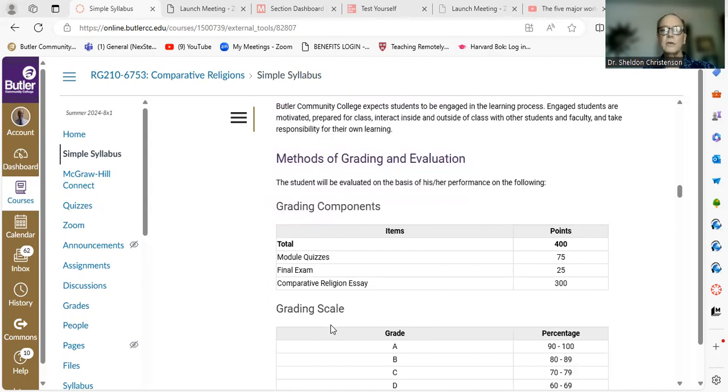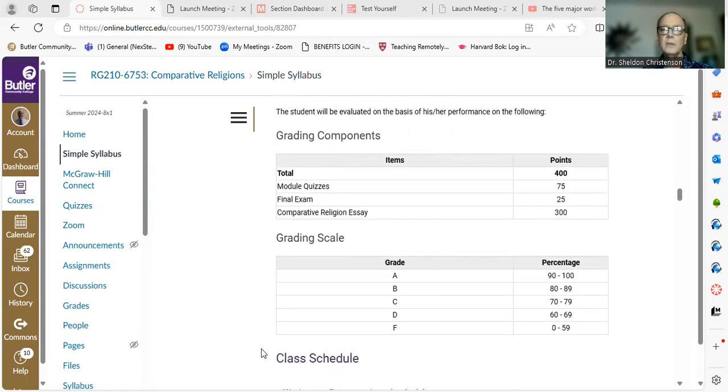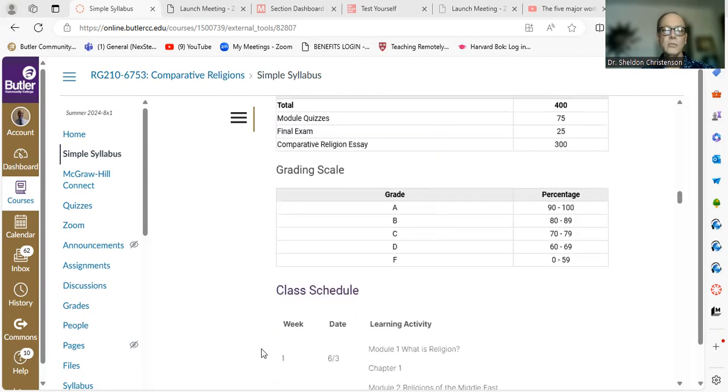The course is roughly 400 points, I think maybe a little more than that. A comparative essay is 300 points, so it's very important that you do a good job writing that essay. Don't send me something at the last minute that you wrote on your phone, spent 5 minutes typing up. It is a majority of your grade.